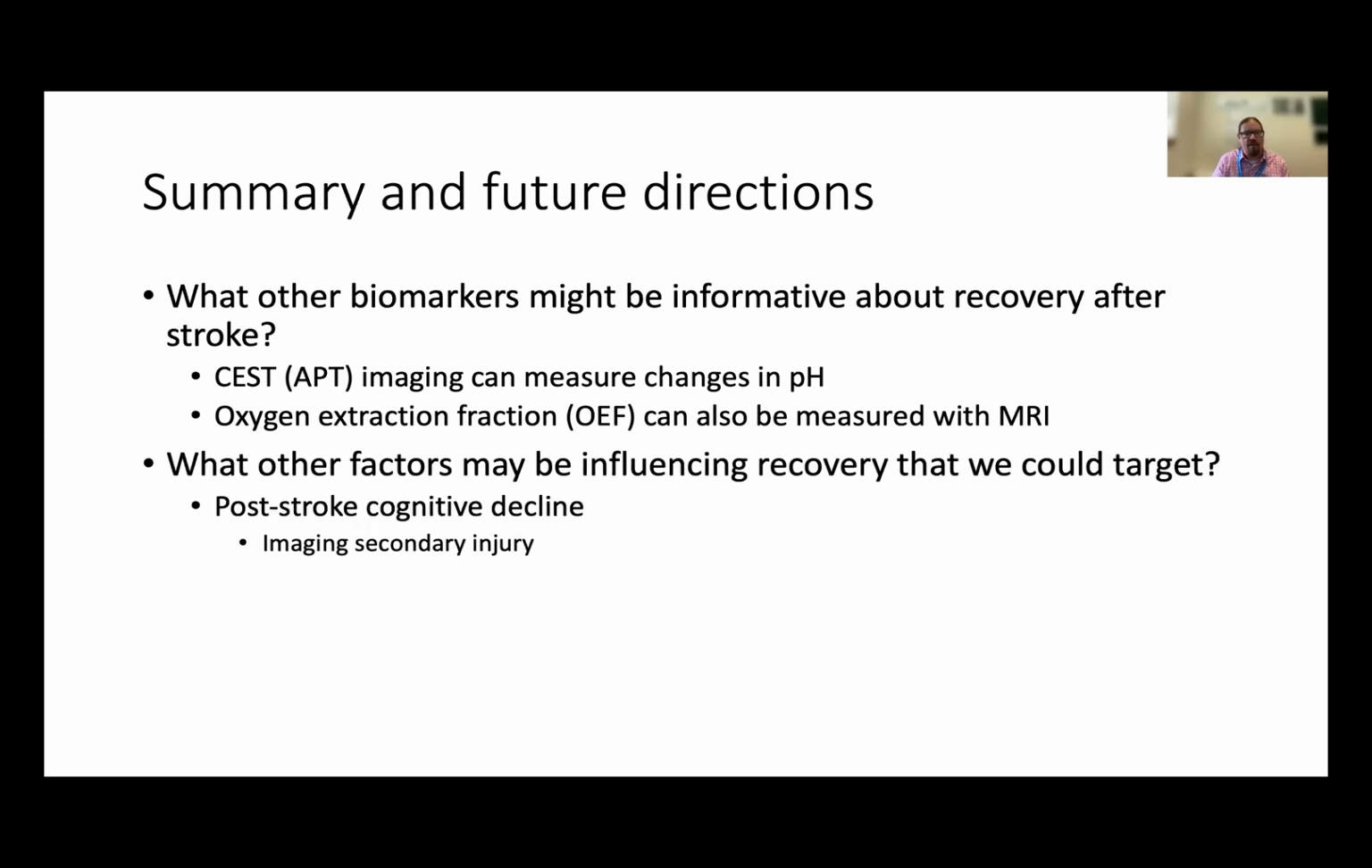And then I think we have to think about what other factors might be influencing recovery that we could target. And a big one that I focus on a lot, just because of my research, is post-stroke cognitive decline. It's tough to imagine that somebody's going to have a good recovery after stroke if they start to have what I think of as a secondary injury, which is making it difficult for them to be part of the recovery process. And so I'll end with this example, which I think is an interesting one. It's definitely been very informative to me.